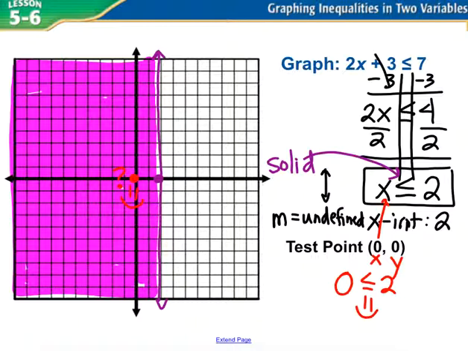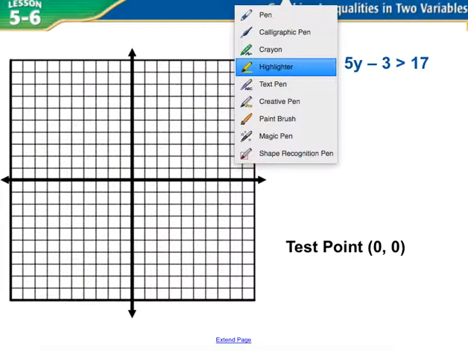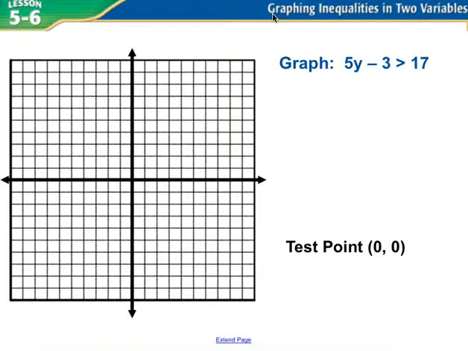All right, last one, save the best one. Here we go. I'm going to get back to my pen mode here. All right, last one to copy down. Find that last graph blank, please. It says 5y minus 3 is greater than 17.